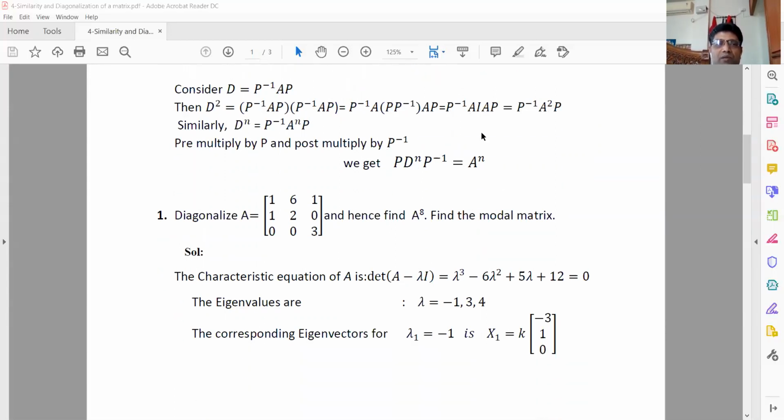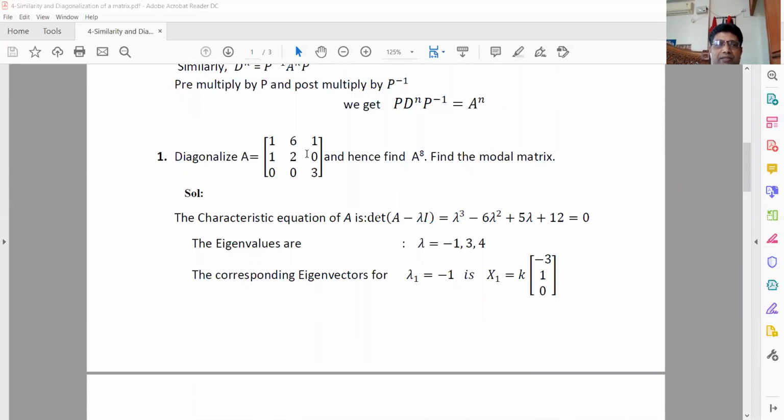Now we'll see a problem. We want to diagonalize this matrix. After that, I have to calculate A power 8. So find the model matrix. Model matrix is nothing but P. So first I have to diagonalize this, then I have to calculate A power 8. To diagonalize this, I first need the eigenvectors. The procedure is the same to calculate the eigenvalues and eigenvectors.